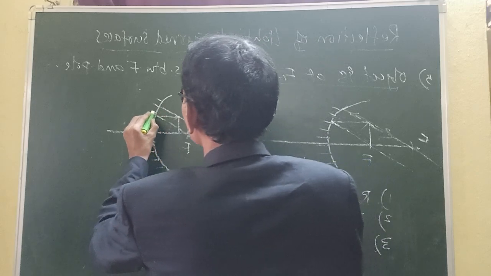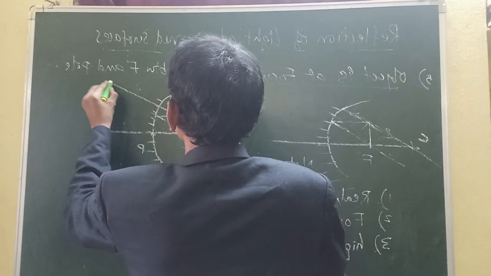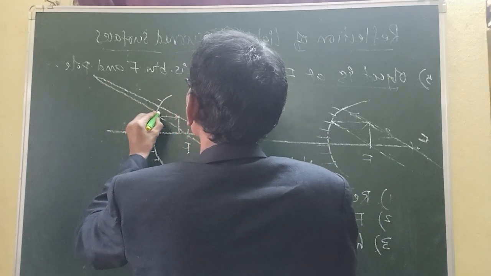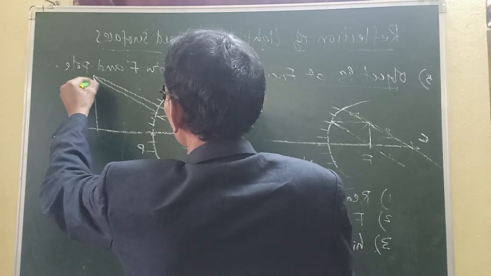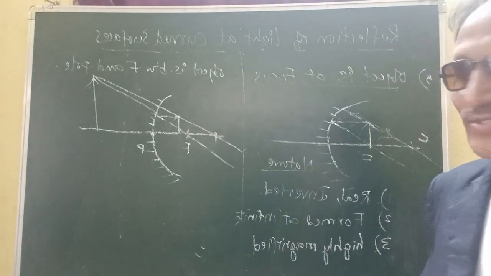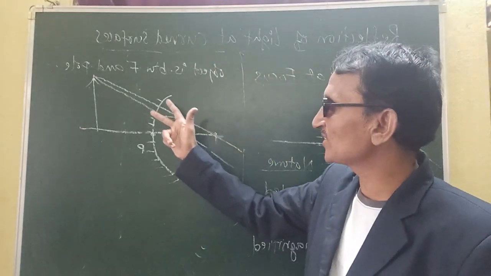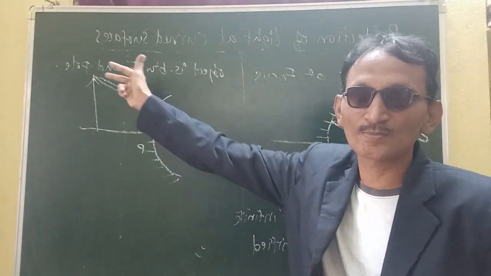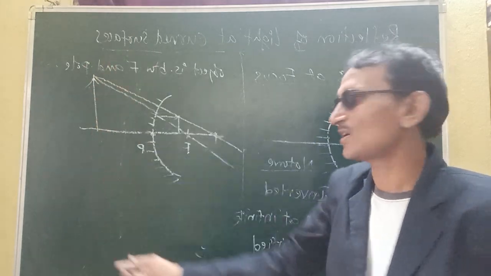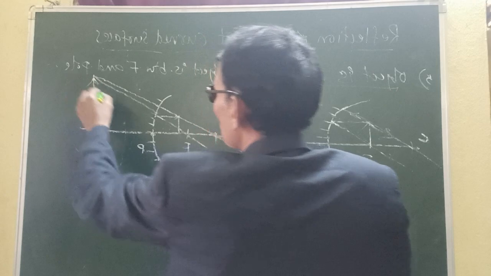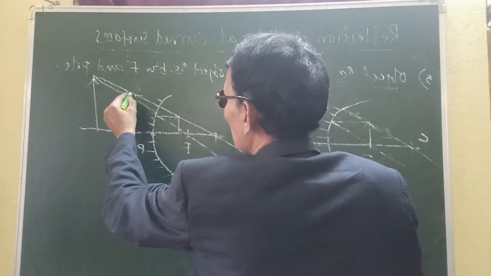These two rays will meet to form a virtual image. Just extend these rays back into the mirror, and a virtual image is formed here. See, this is the extended ray.